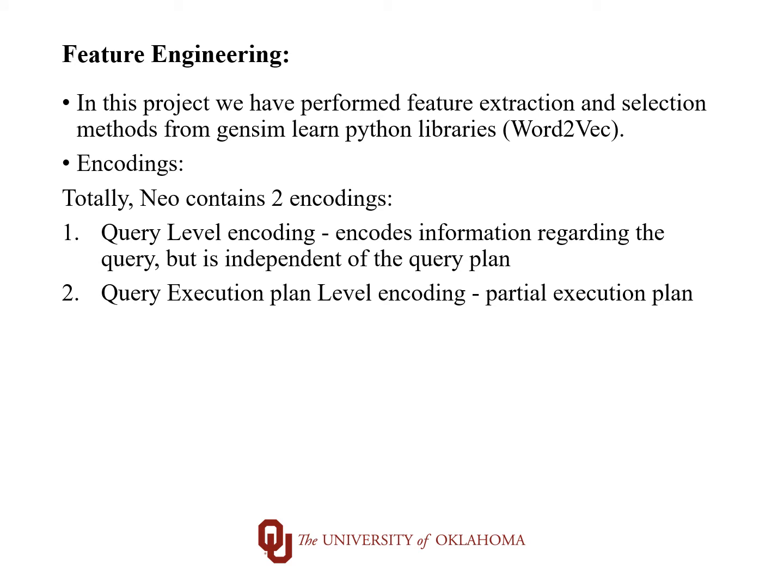And now we will see the feature engineering part. In this project, we have performed feature extraction and selection methods using Python libraries like Word2Vec. In this project, Neo contains two encodings. One is query level encoding, and the second one is query execution plan level encoding. In query level encoding, we encode information regarding the query, but it is independent of the query plan. Whereas in query execution plan level encoding, we encode the query execution plan.